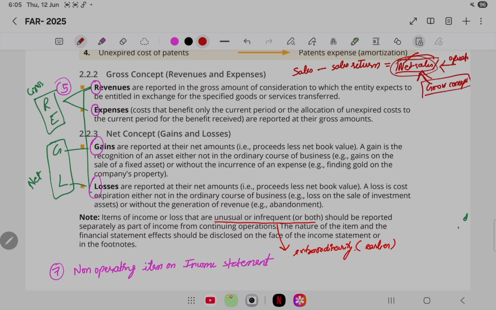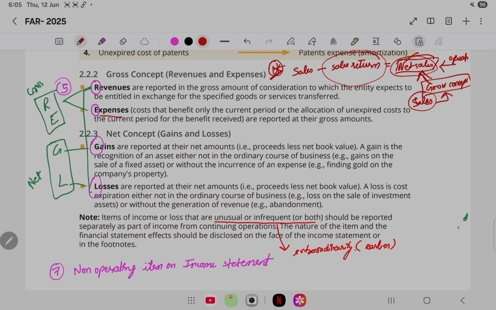Why is this called the gross concept? Because all the sales, the final sales value, has come here. Do not consider it as a net concept because we have subtracted the sales return. Keep this in mind, it is a very important point. Many MCQs have come in the CPA exam.